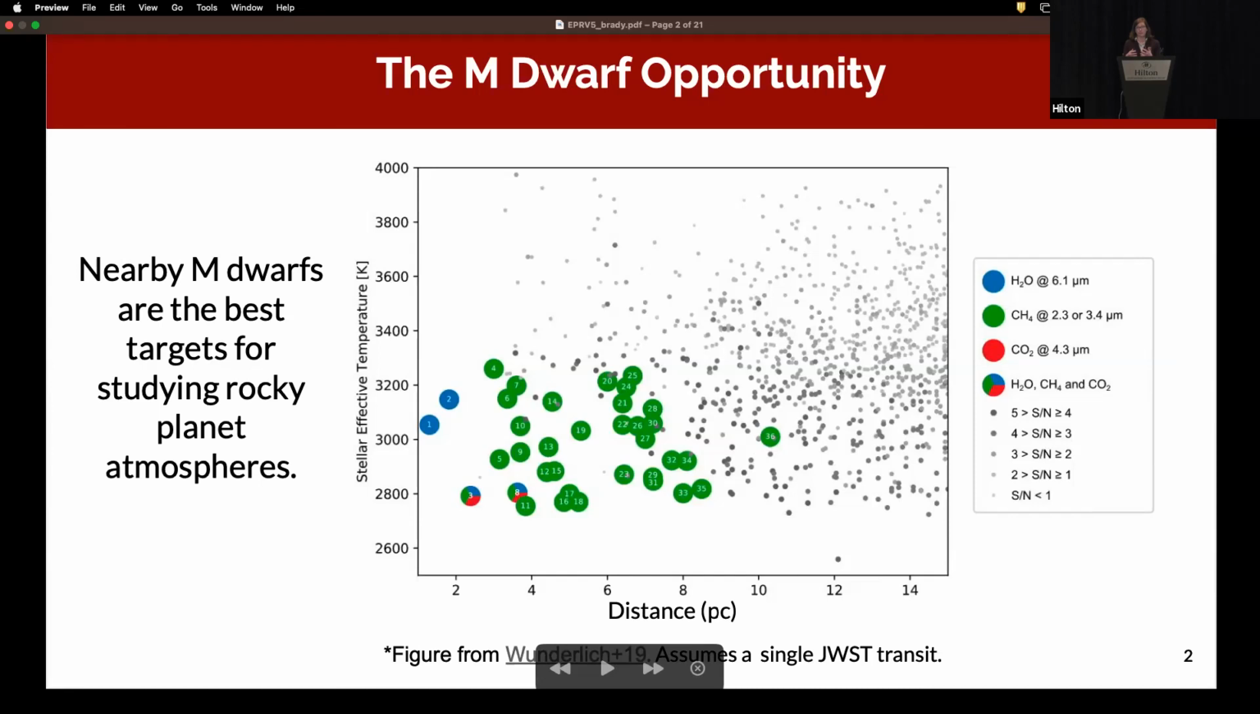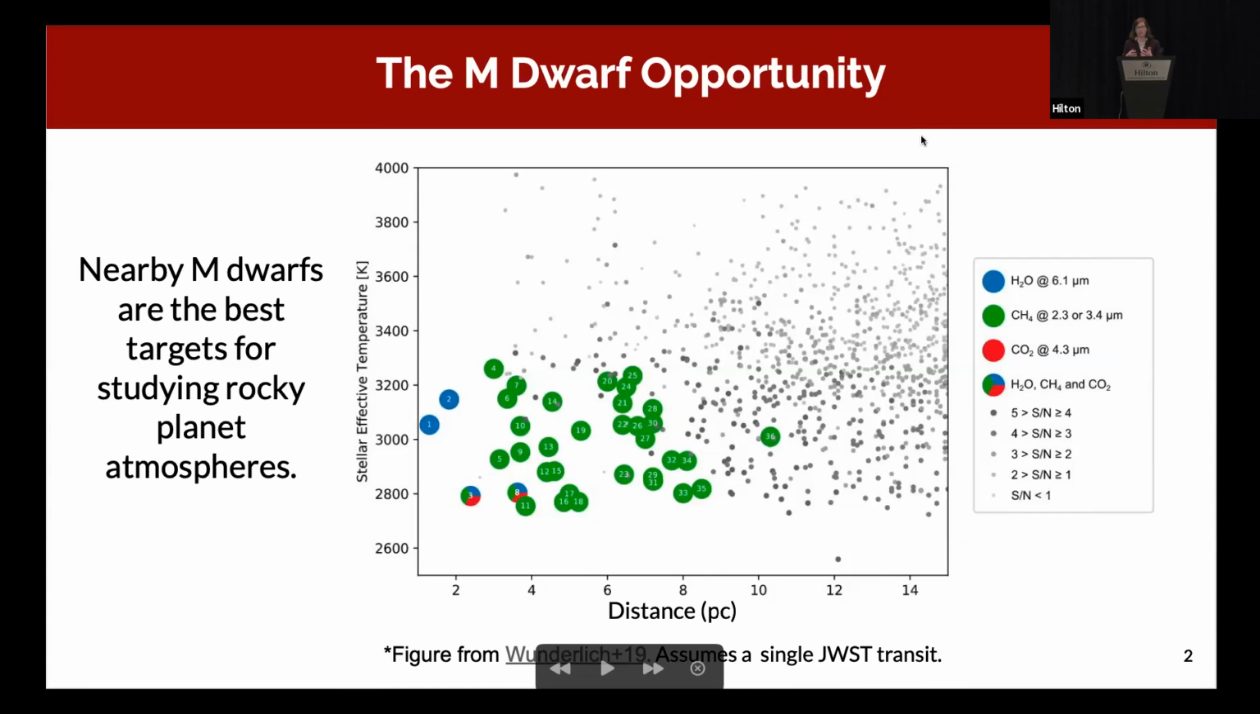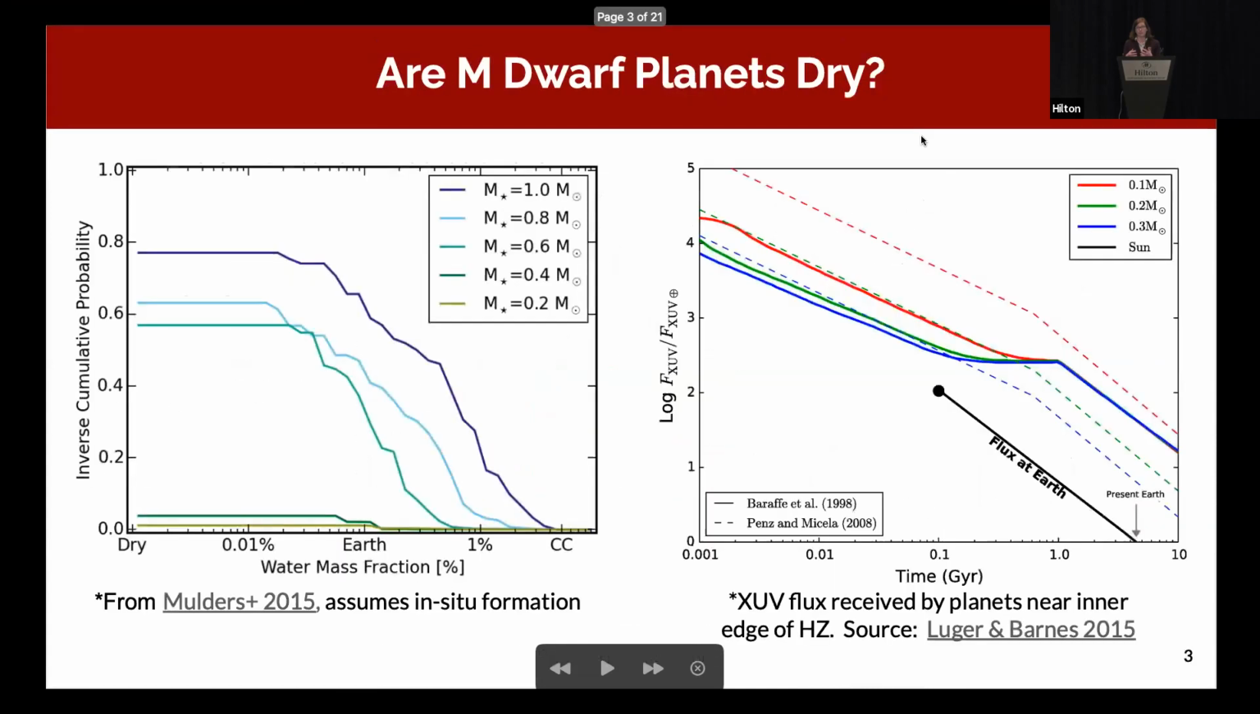M dwarfs provide us the best possibility, as the radial velocity signal for these small planets is the largest around the smallest possible stars. We also expect that for studying atmospheres of these planets, which we're going to need to do if we want to talk about whether or not these planets are habitable, JWST transit signal-to-noise ratios are expected to be maximized only around very nearby M dwarfs.